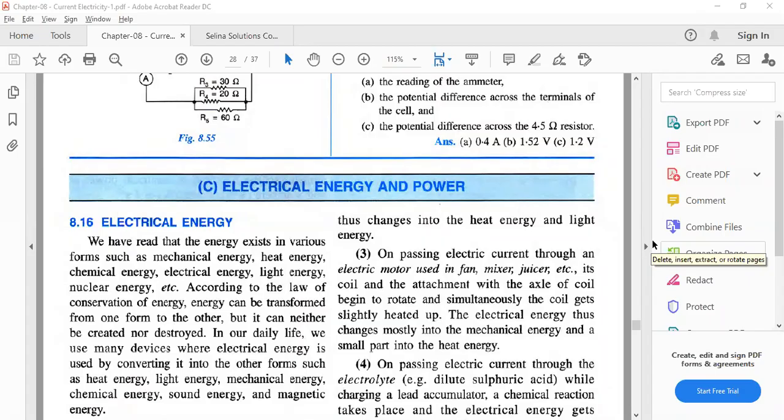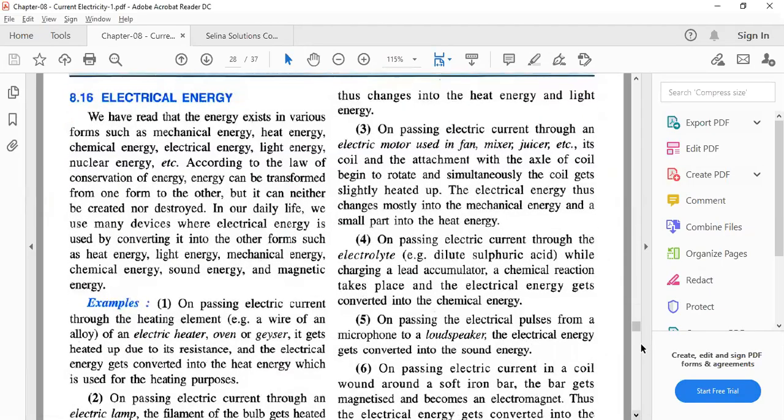Energy exists in various forms such as mechanical, heat, chemical, electrical, light, and nuclear. According to the law of conservation, energy can be transformed from one form to another, but it can neither be created nor destroyed. We have used many devices where electrical energy is converted into other forms such as heat, light, mechanical, chemical, sound, and magnetic. We have already studied this.